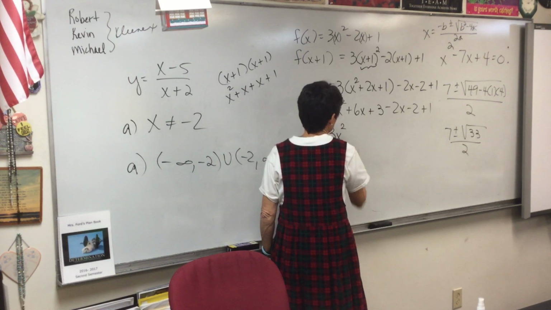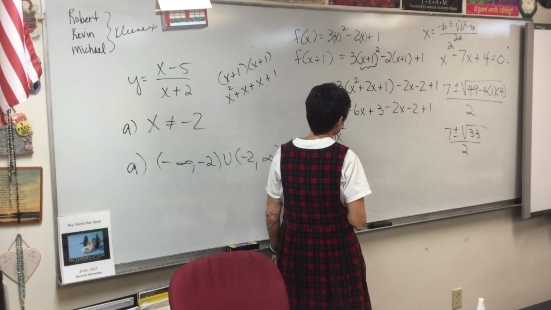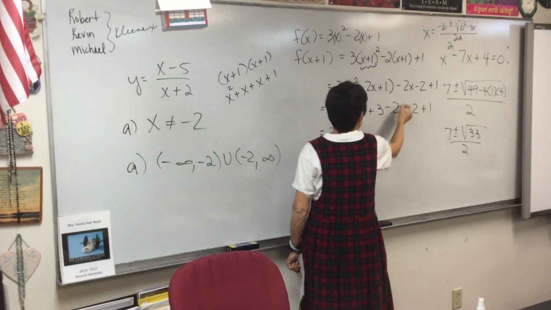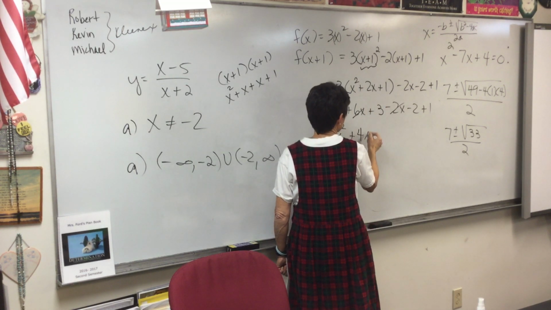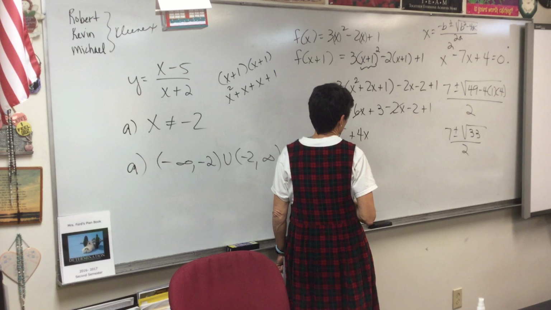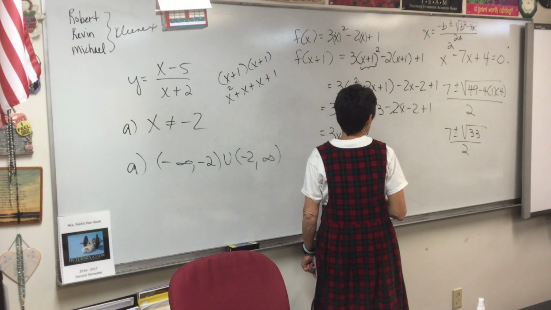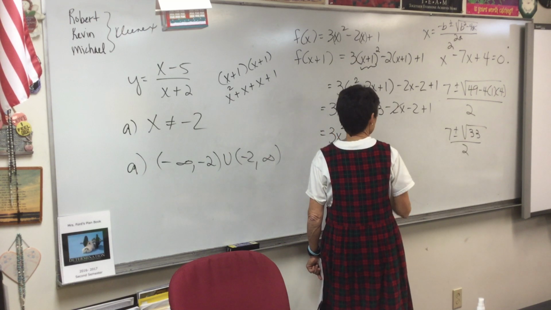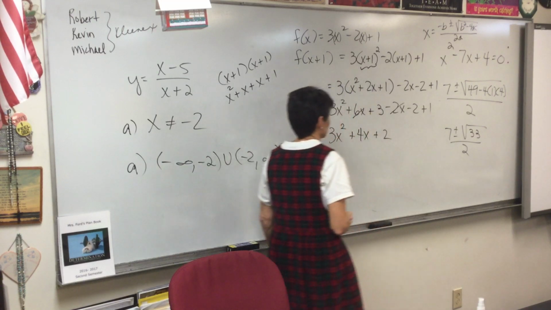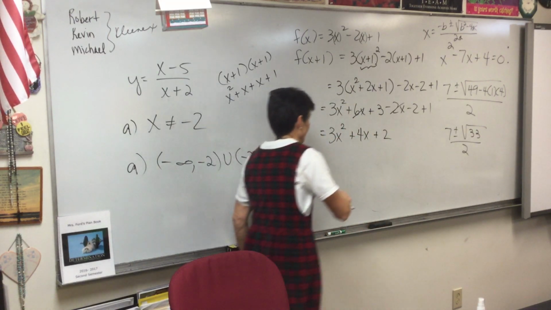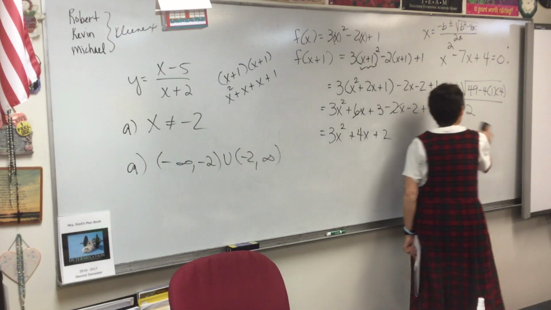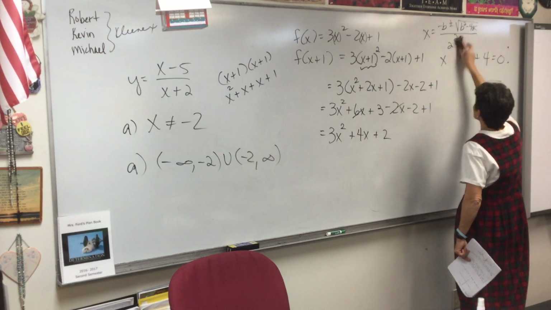Collecting like terms, we have a lot of stuff. Let's see, there's 3x squared plus 4x plus 1. I think it's plus 2, isn't it? Oh yeah, I didn't see that last one. And we're done. That's it. That should match one of the answers.